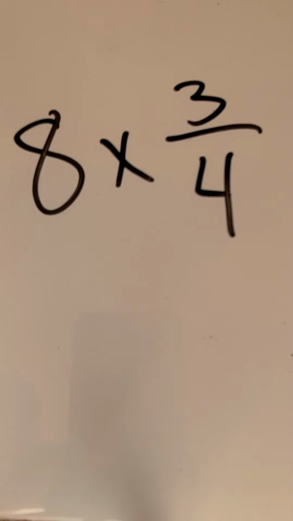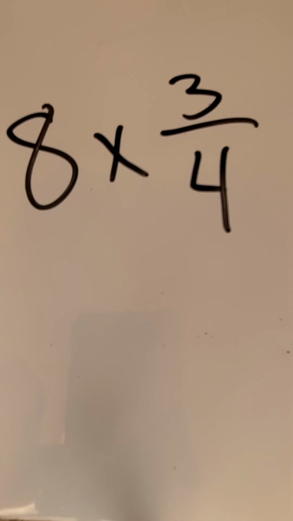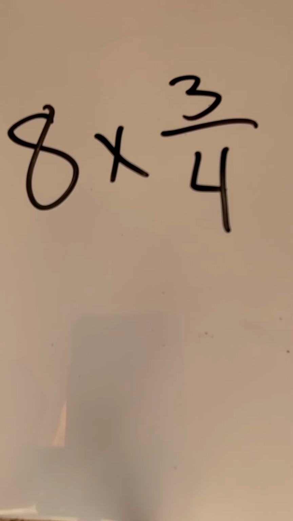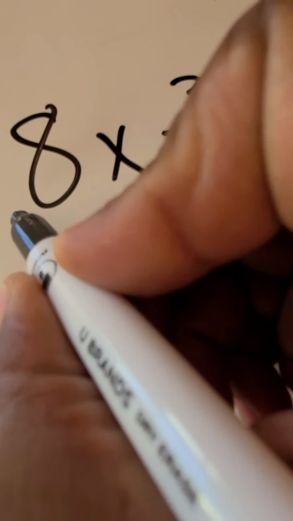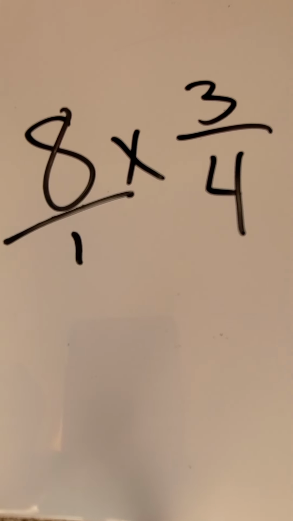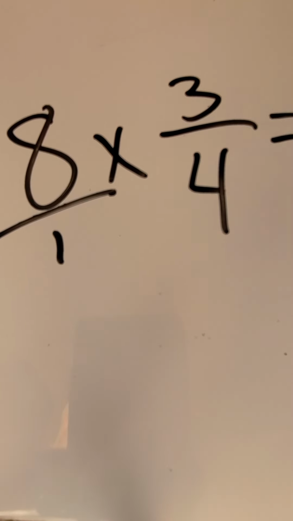So here we have 8 times 3/4. To make this a little more familiar to what we already know, we're going to turn this whole number of 8 into a fraction. 8 over 1 is the same thing as saying 8. So we can just go ahead and start multiplying our fractions.